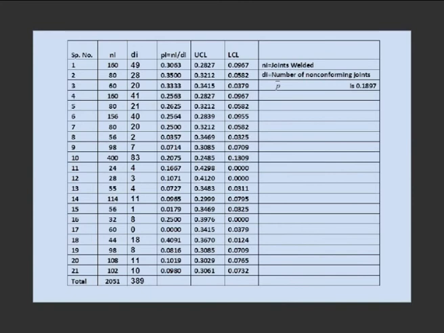We have the subgroup number, we have the number of joints welded Ni, and we have observed the number of non-conforming units, improper welding, that is Di. Compute Pi equal to Di by Ni. Calculate UCL using the formula P bar plus 3 times root of P bar into 1 minus P bar divided by Ni. Calculate LCL equal to P bar minus 3 times root of P bar into 1 minus P bar divided by Ni, where Ni is the joints welded and Di is the number of non-conforming joints. Calculate Pi, UCL and LCL for each subgroup.